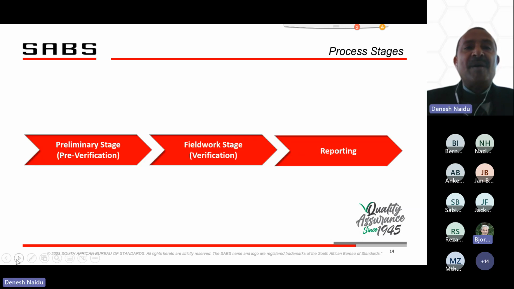So again, I'm unbundling for you and breaking up the three phases that we spoke about. We spoke about the preliminary stage or the pre-verification. That was the scoping and planning. The fieldwork stage or the verification, this is the actual work that's done covering tier 1, tier 2, and tier 3 suppliers. And the last phase being that of the reporting.